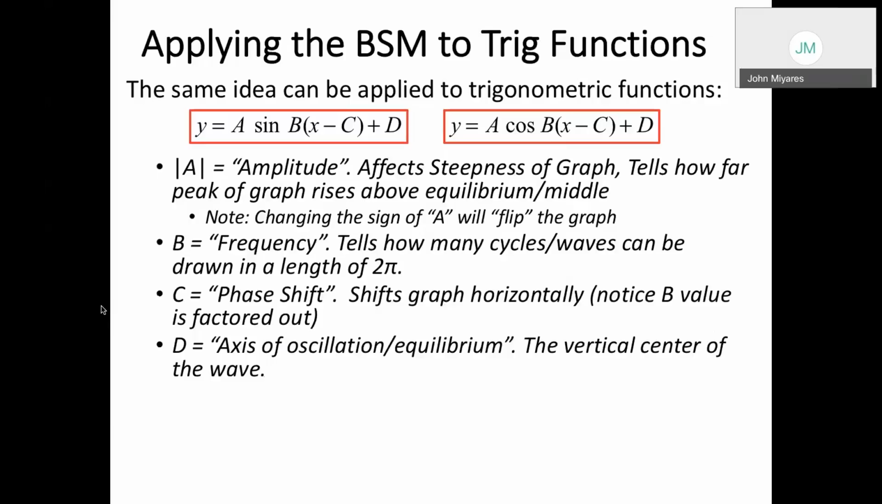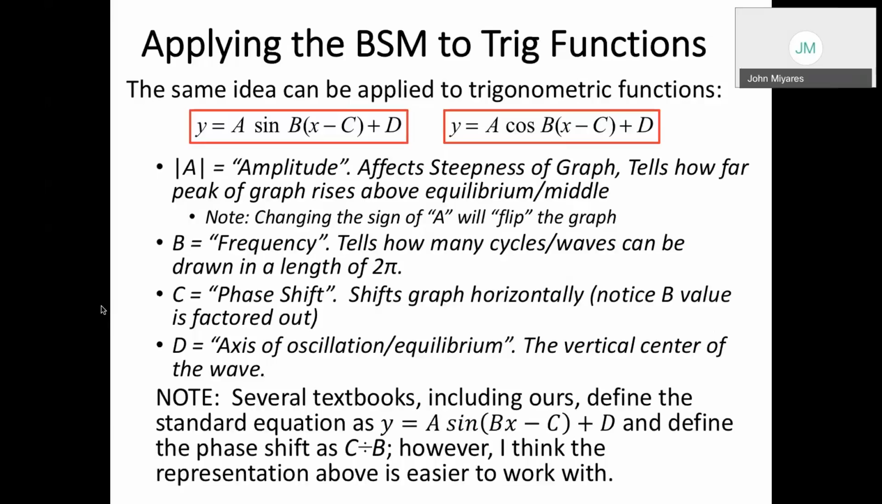Now, one very important thing I need to note is that in several textbooks, including ours, they define the standard equation of the sine waves and the cosine waves with the b value distributed through the parentheses. So your function will look like a times the sine of the quantity bx minus c. Whereas what I've done, if you look up above here, is factor out this b and leave the c alone.